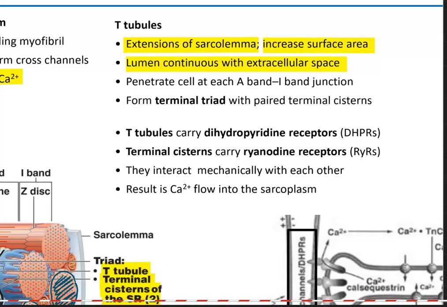Why is this important? Okay, so, well, that assembly of two terminal cisterns of the sarcoplasmic reticulum and the T-tubule is called a terminal triad. Why is this important?